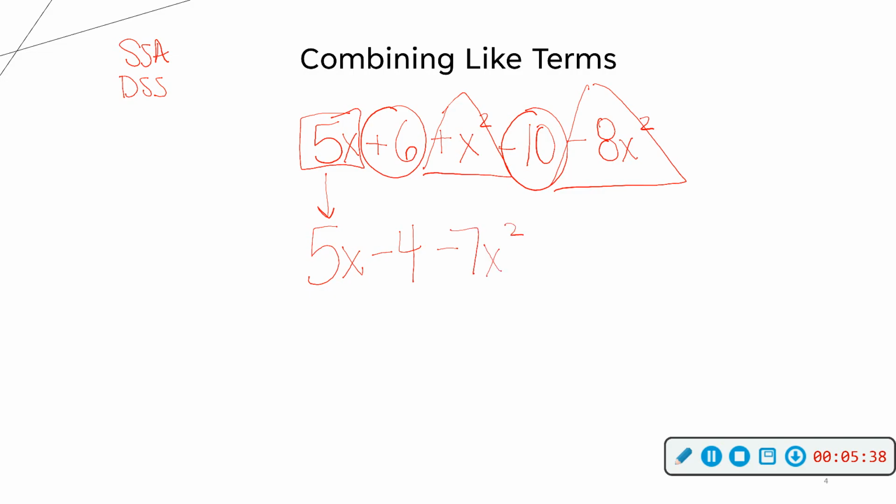The biggest thing that I want you to notice is how I did not combine my x and my x squared. Why? Because those are two different terms. Remember, when we combine, they have to have the same variable and the same exponent. In this case, they have the same variable, but they do not have the same exponent. So I cannot combine those two because those are not like terms.